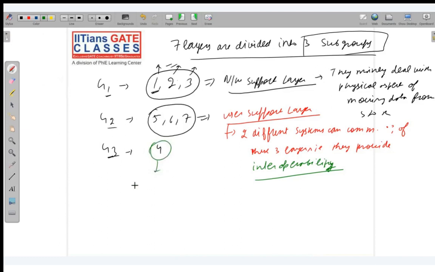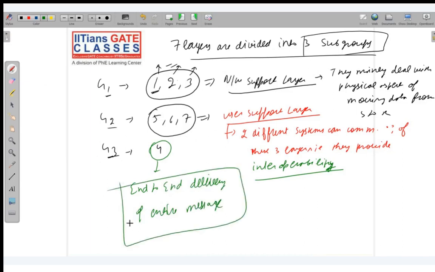It is used for end-to-end delivery of the entire message. Don't worry about it, you will get to know what this means. You simply copy that. So layer 4 is responsible for end-to-end delivery of the entire message. Roughly you can think that the entire message has been chopped into multiple packets, and at the receiver side all these packets should come in proper order. Everything should be maintained, so end-to-end delivery of the entire message is controlled by layer 4 only.